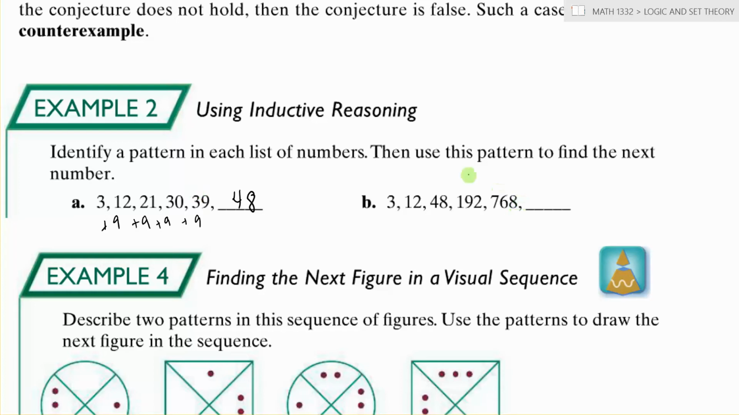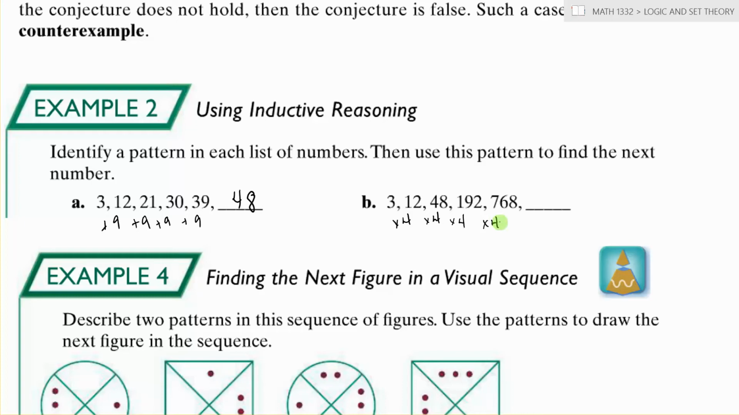Looking at the second example, it goes from 3 to 12. Well, we saw that before. But then it goes from 12 to 48, so it's getting much bigger, much faster. And from 48 to 192, 192 to 768. All right, this time you're multiplying by the number 4. That takes you from 3 to 12, from 12 to 48, 48 to 192. 192 times 4 is 768.